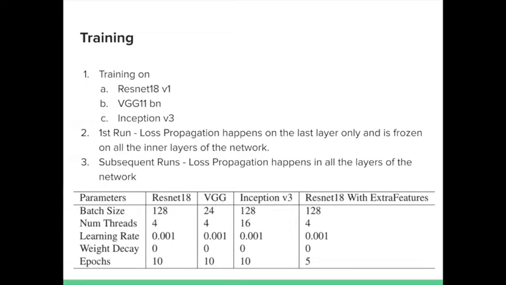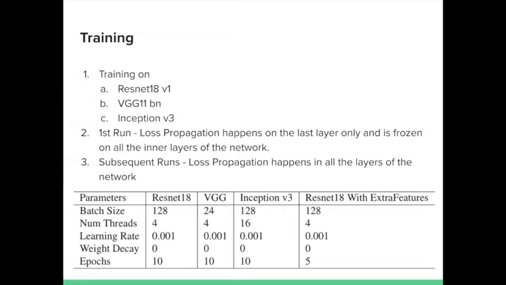Now, training, which is the heart of our project. We trained based on ResNet 18, VGG 11, and Inception v3. All three of them are popular convolutional neural networks, which we were able to train in a sufficient time frame based on the given resource constraints.